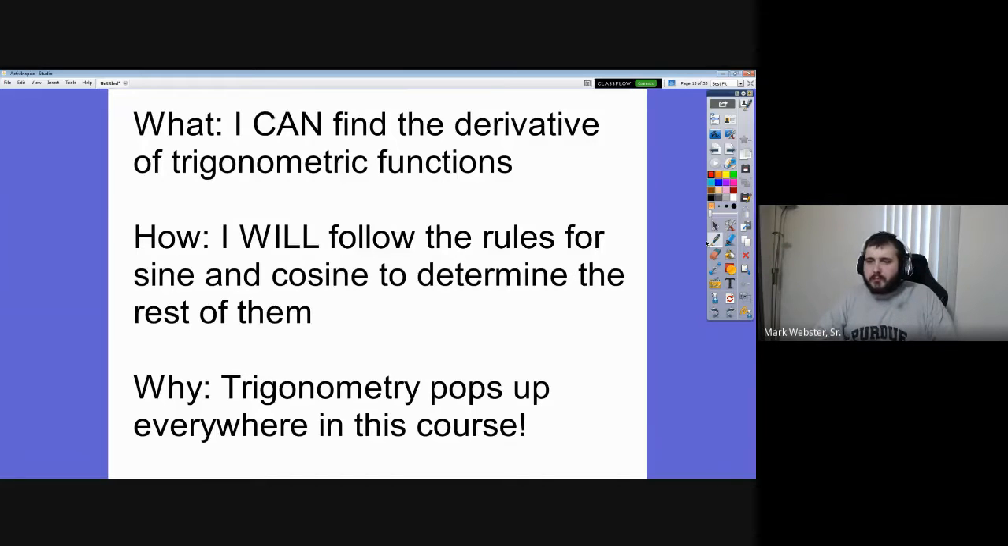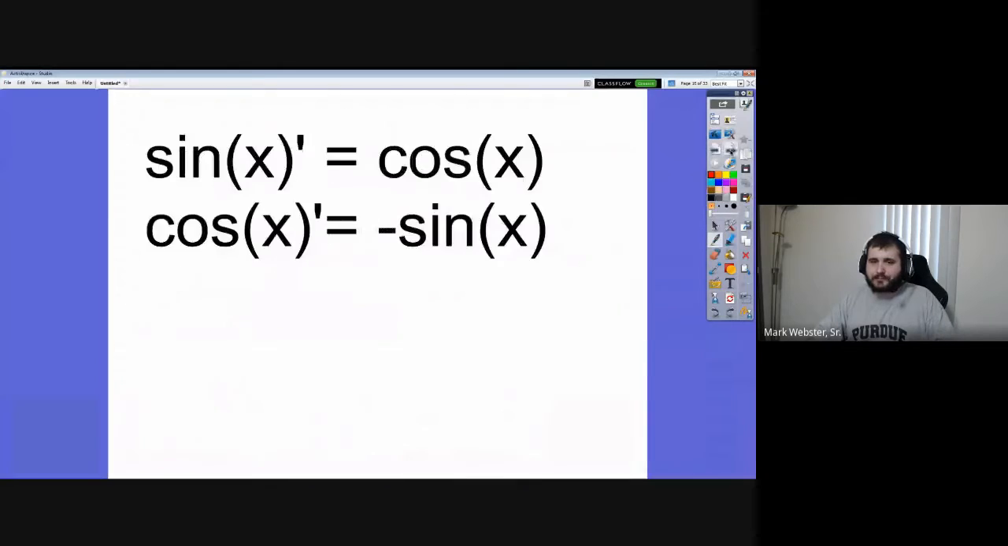So, what are we going to do today? We're going to find the derivative of trigonometric functions. How are we going to do it? We'll follow the rules for sine and cosine, and then we will determine the rest of them from there. And trigonometry is going to pop up everywhere, so it's important that you know how to take the derivative of a trig function. All right, let's go ahead.